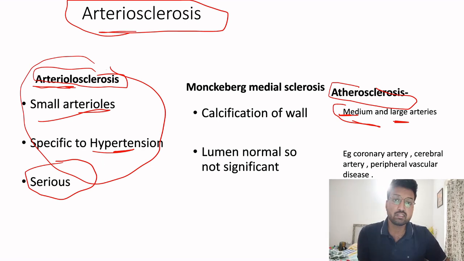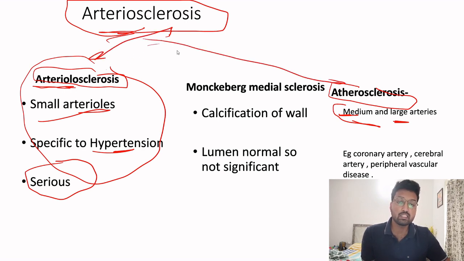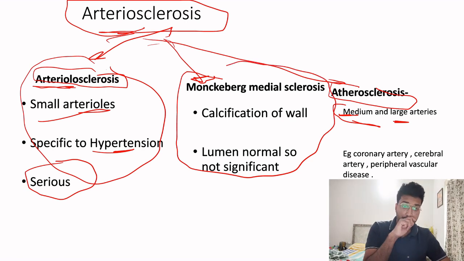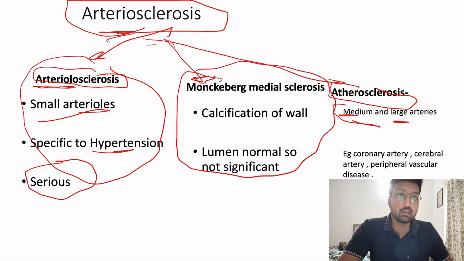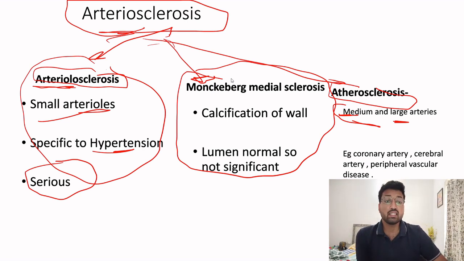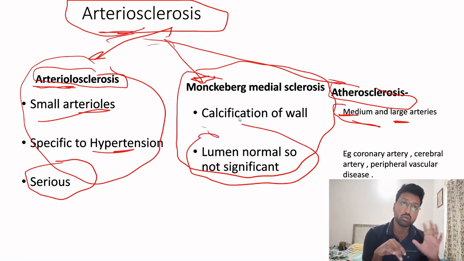So arteriosclerosis can occur in three forms. Hardening of vessel can occur as arteriolosclerosis, it can occur as atherosclerosis, and it can occur as Monckeberg's medial sclerosis. This Monckeberg's medial sclerosis is not very important clinically. It is more of a pathological thing that pathologists study, in which there is vessel calcification. Why is it not important? Because the lumen is normal. Okay, the artery lumen is okay.